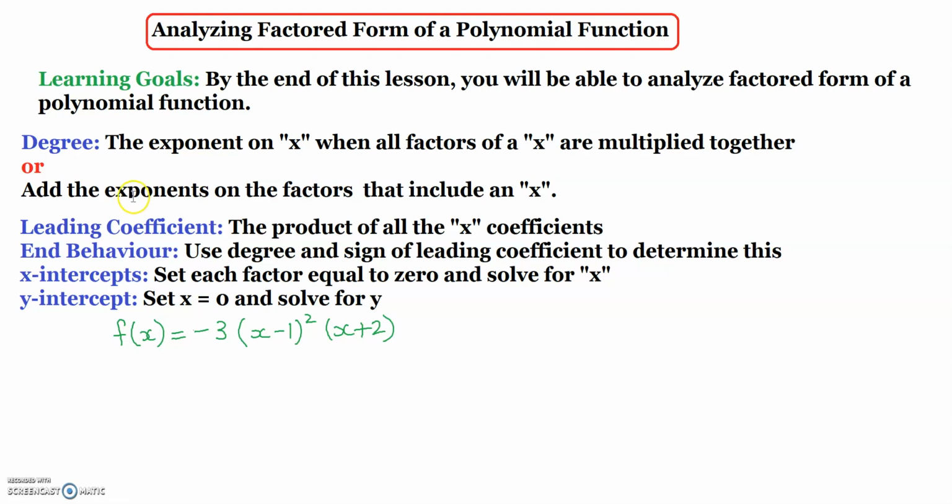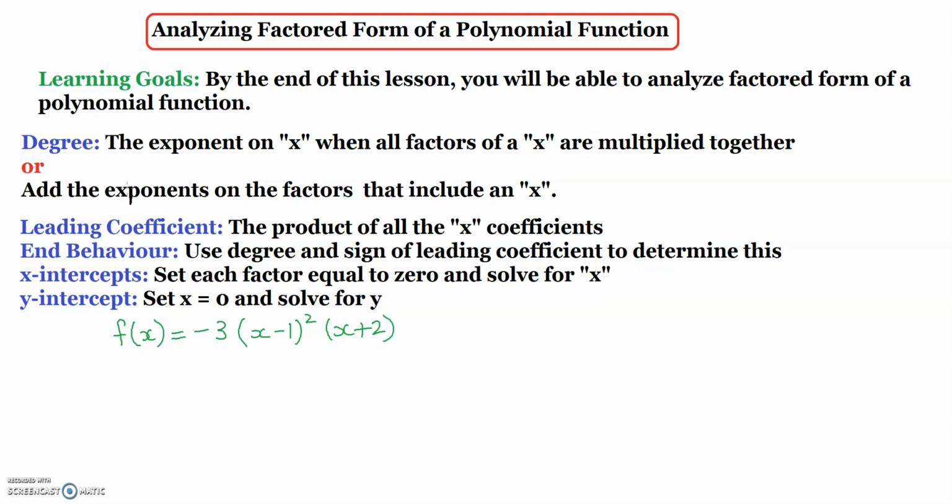Now the second term is the leading coefficient, the product of all the x coefficients, and end behavior: use degree and sign of leading coefficient to determine this. Then we have the x-intercept. Set each factor equal to 0 and solve for x. Then we have the last term, y-intercept. Set x equal to 0 and solve for y.